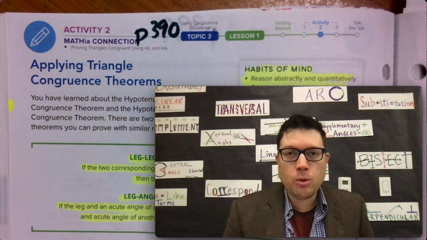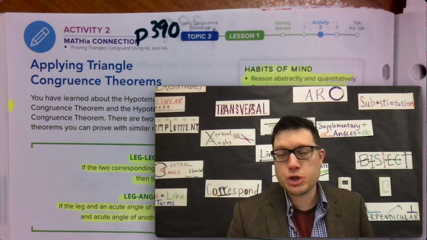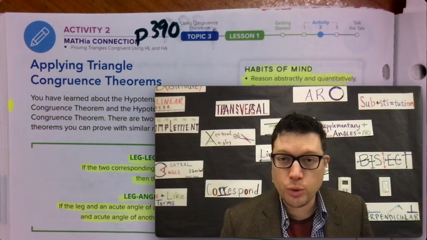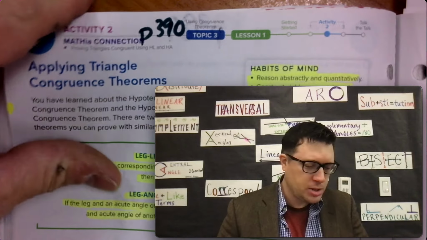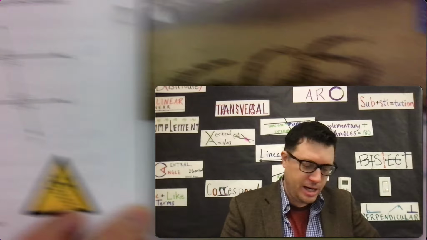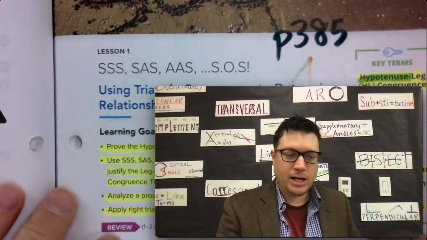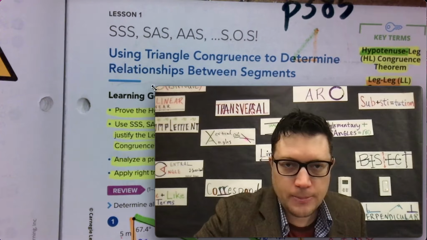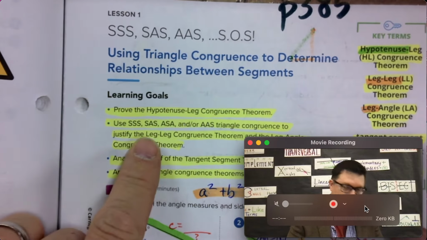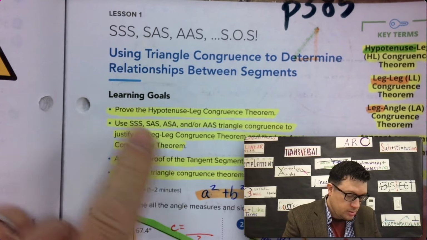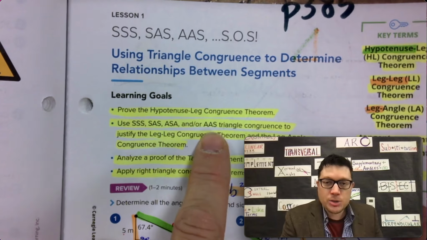Now, to get ready for that one, we need to make sure that you understand why those triangles matter and why they are congruent. This is directly related as well to the learning target. Let's flip back to page 385. We're going to use side angle side, angle side angle, side angle side, and then angle angle side.